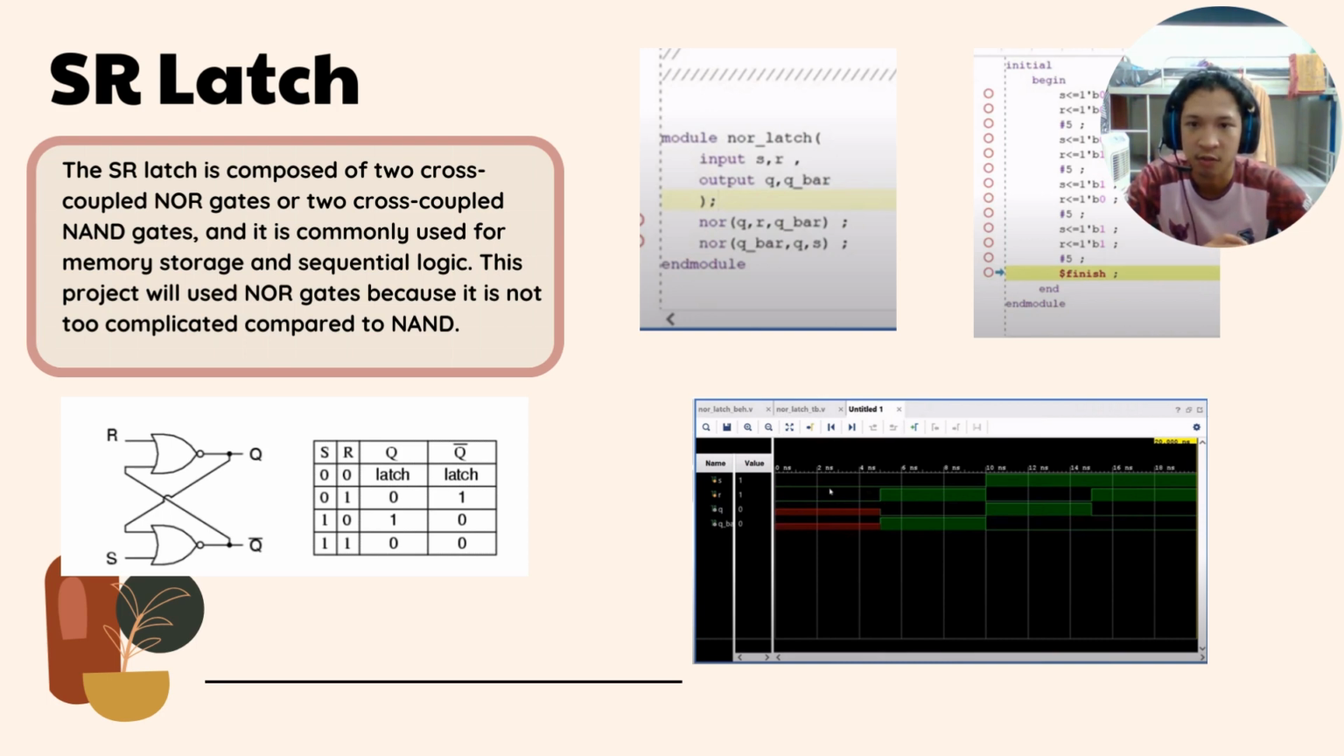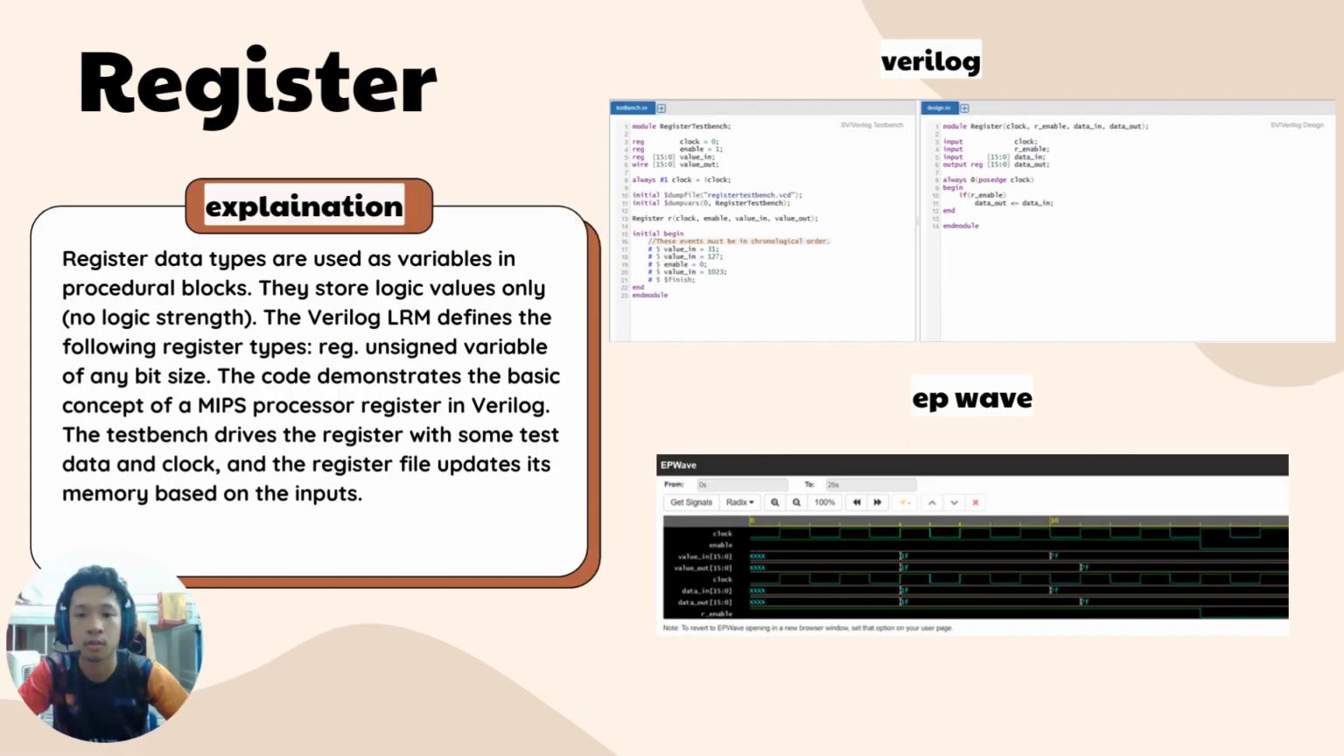So the values of S are 0011 and R are 0101. After that, we do the coding at a specific website. Then it will show the output of the wave in the figure that I have attached. Next, I will explain about register.